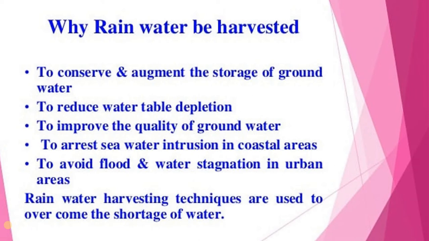Number two, to reduce the water table depletion. The topmost layer of the groundwater is called the water table. And as I said, with the continuous use of this groundwater, the water table goes down. Number three, to improve the quality of groundwater. Number four, to arrest seawater intrusion in coastal areas. And number five, to avoid flood and water stagnation in urban areas.